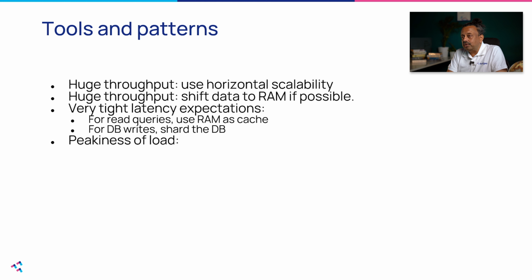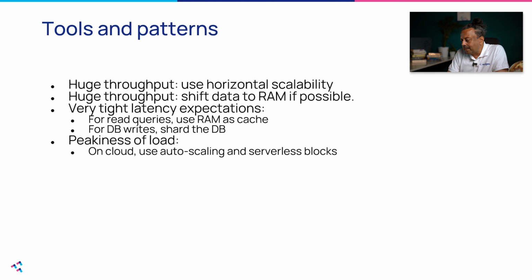For peakiness of load, when loads are very peaky, which means you have low load most of the time, but extremely high load for short bursts, what do you do at that time? On the cloud, use auto scaling. One of the earliest appeals of these public clouds was that they gave you auto scaling facilities. You could spin up and spin down instances on demand. One step further, which actually makes auto scaling automatic, where you don't have to do any scaling, is you use serverless blocks. Serverless blocks could be of various kinds, but go serverless.